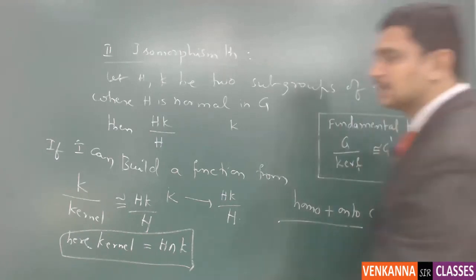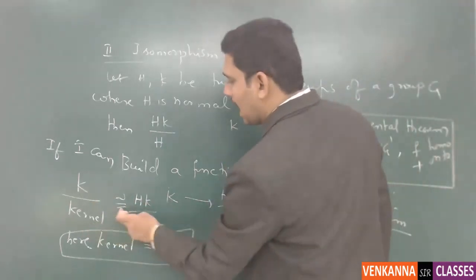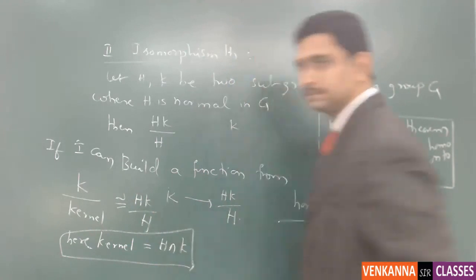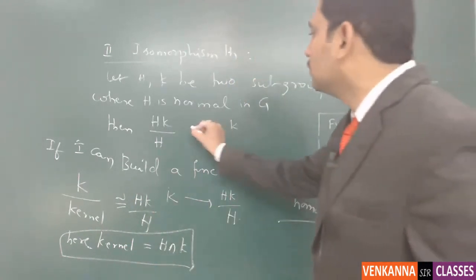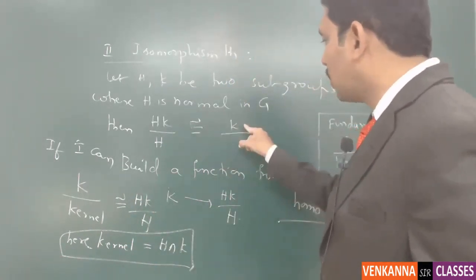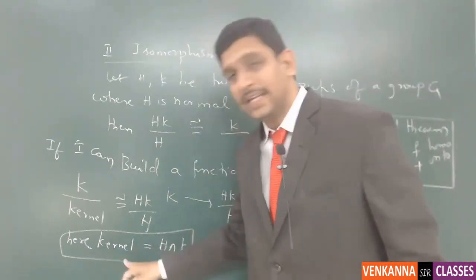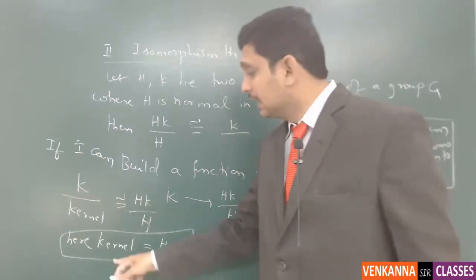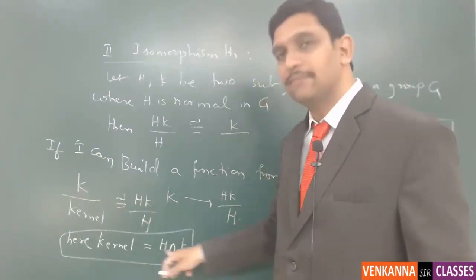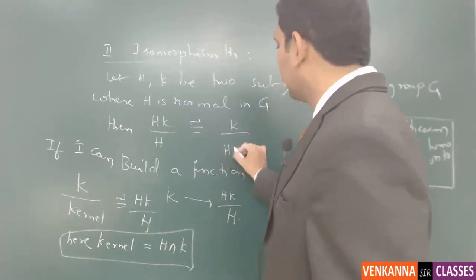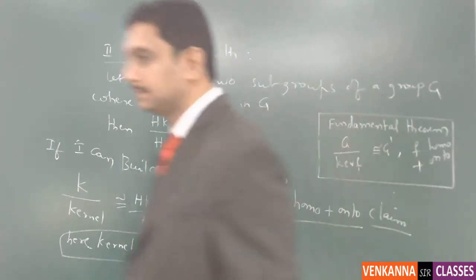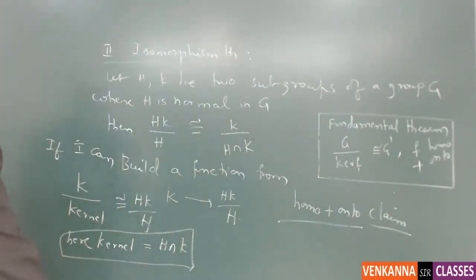So from this, domain by kernel is isomorphic to codomain. And what will be the kernel? I am going to prove that the kernel is nothing but H intersection K. In that way, the claim completes. Clear now? Yes or no? All of you.